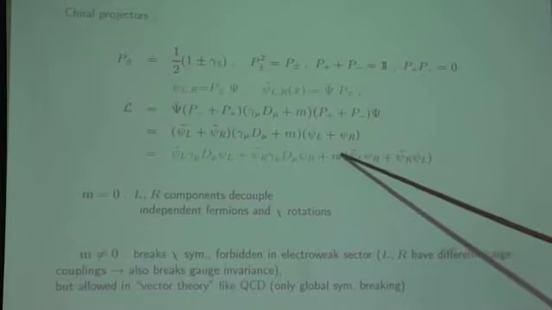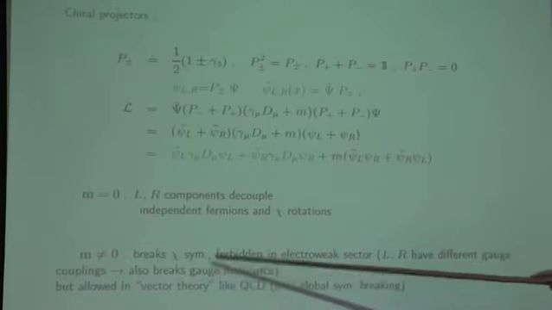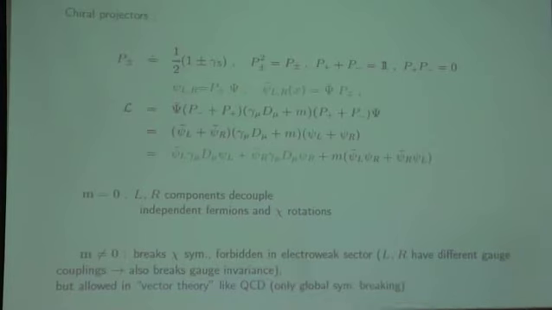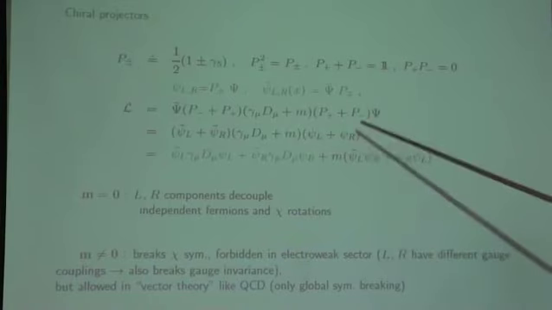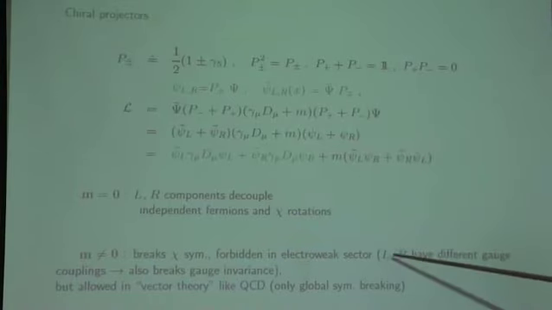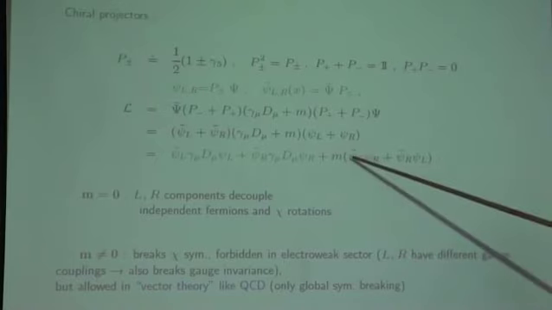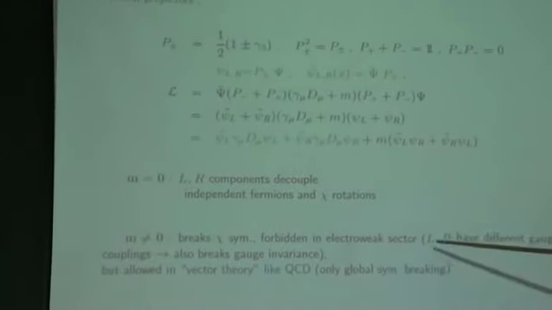If we have the mass included, this symmetry breaks explicitly, and so this is the reason why we cannot write a mass in the Lagrangian of the standard model. In the electroweak sector, the left and right-handed fermions couple in different ways to the electroweak gauge fields. So if you include a mass, you include a different coupling to the gauge fields, and you break gauge symmetry. That's why a mass term you cannot include in the Lagrangian.